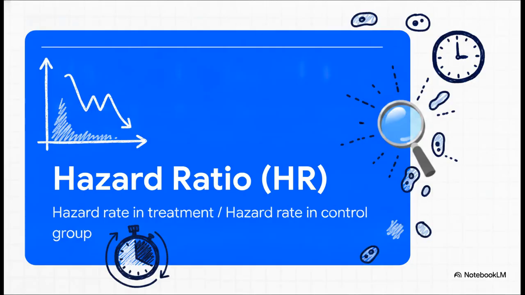Then we have the hazard ratio, or HR. The formula is the hazard rate in the treatment group divided by the hazard rate in the control group. Now, this acts exactly like relative risk, but with one critical difference. It specifically factors in the element of time. It doesn't just ask, did the event happen? It asks, at what rate did it happen over the course of the entire trial? You're going to see this frequently in survival analysis or oncology trials.